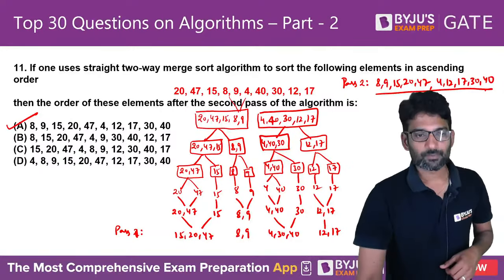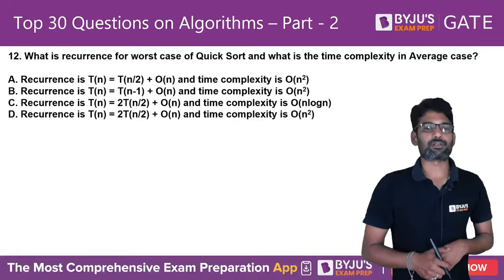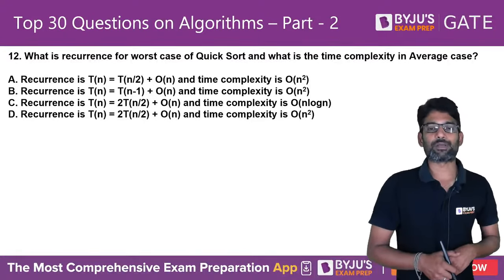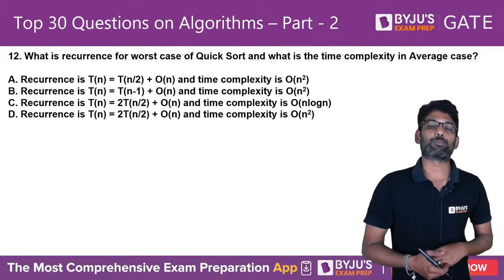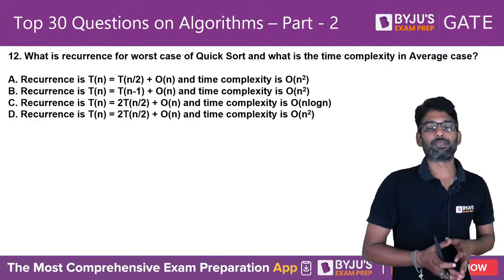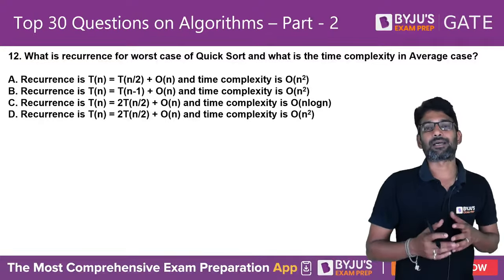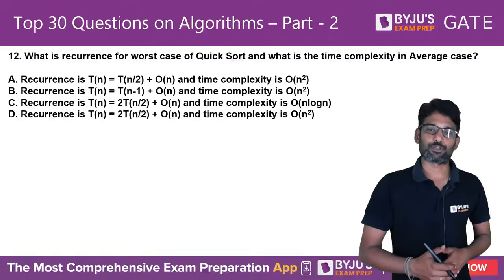Now, question number 12. What is the recurrence relation for worst case of quicksort and what is the time complexity in average case? So we want the recurrence relation for quicksort in worst case and time complexity in the average case.